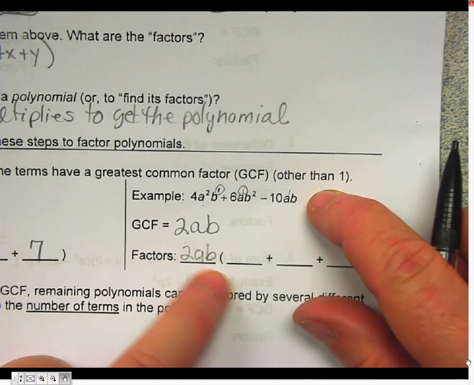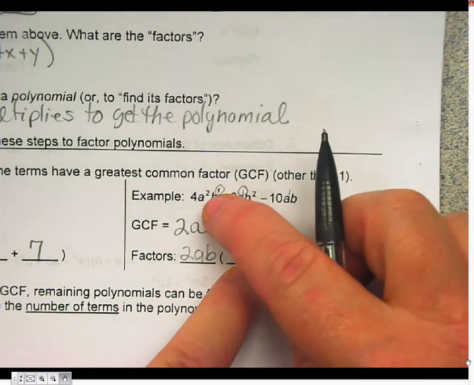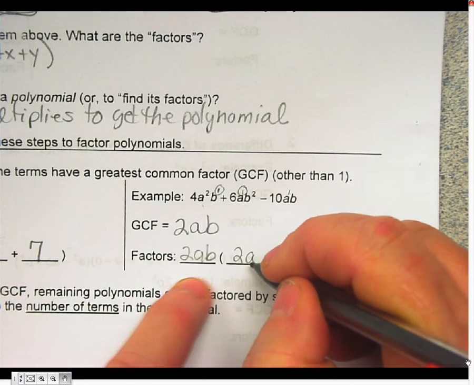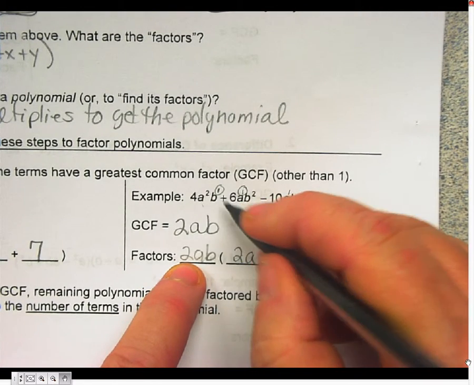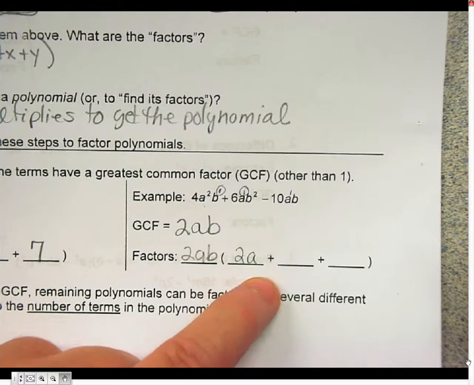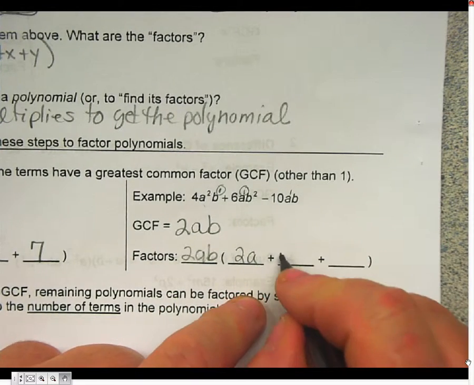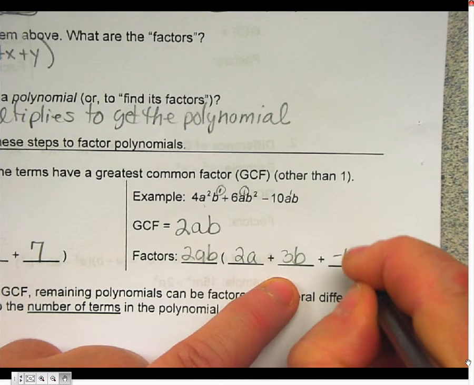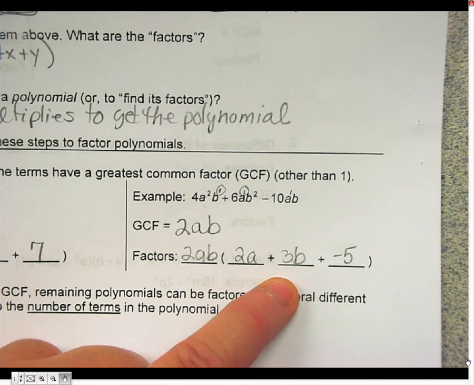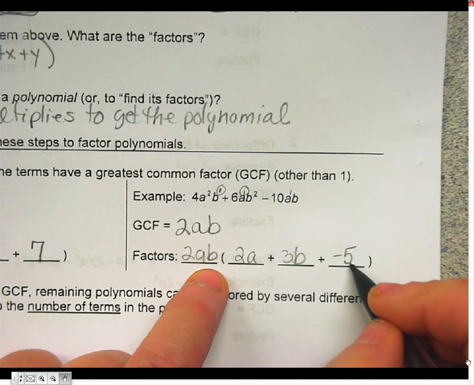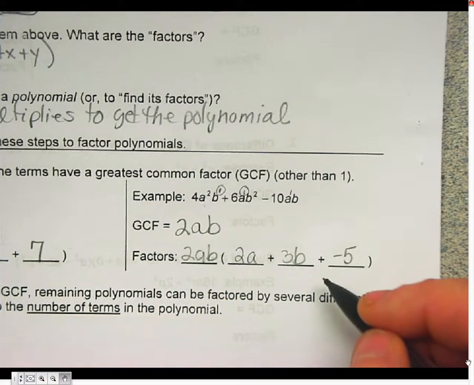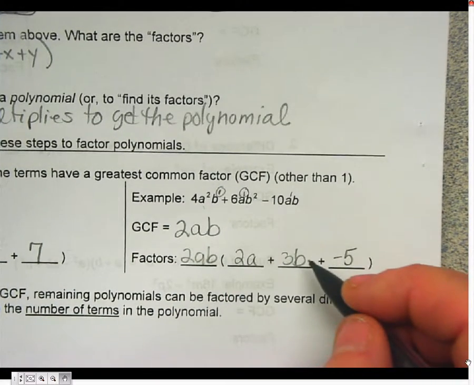So 2ab times what? 2a. Okay, good. You need a 2 because 2 times 2 is 4. You need an a because a times a is a squared, and then we already have the b. Okay, plus 3b. Good. Plus -5. Yeah. Okay, because 2ab times -5 would give you -10ab. And normally we don't put plus negative, we usually just put -5.